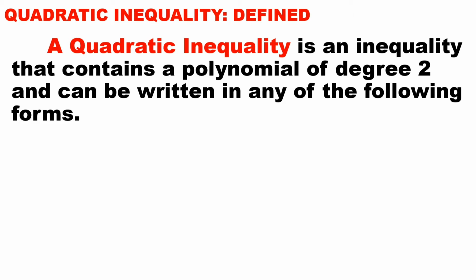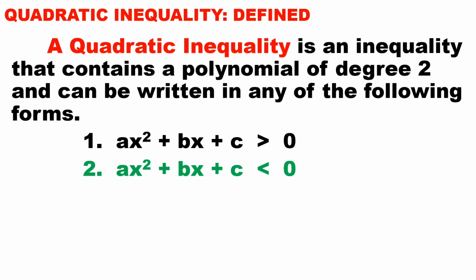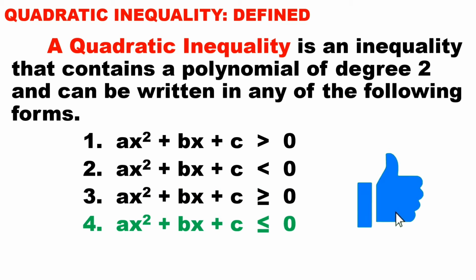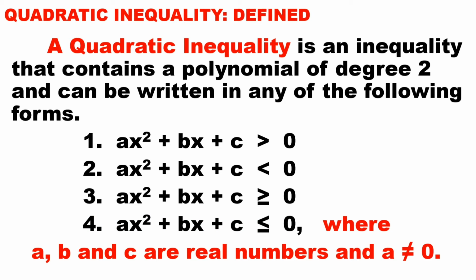A quadratic inequality is an inequality that contains a polynomial of degree 2 and can be written in any of the following forms. Number 1, ax squared plus bx plus c is greater than 0. Number 2, ax squared plus bx plus c is less than 0. Number 3, ax squared plus bx plus c is greater than or equal to 0. And number 4, ax squared plus bx plus c is less than or equal to 0, where a, b, and c are real numbers and a must not be equal to 0.